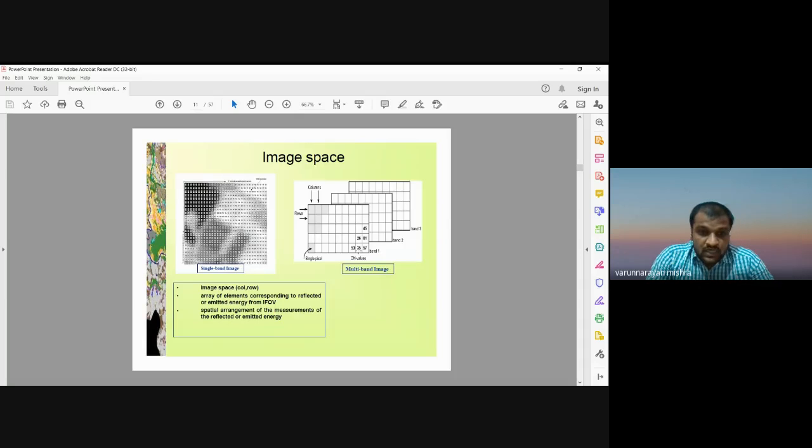Okay, so in image space, we consider the rows and columns, and the rows and columns are the arrangement of the elements corresponding to the reflectance or emitted energy from the instantaneous field of view. It is the spatial arrangement of the measurements of the reflected or emitted energy. So this is known as image space. The pixels are arranged in the form of rows and columns, and each pixel has a certain digital number or DN value. You can also call it a brightness value. So this is the way we can define the image space.